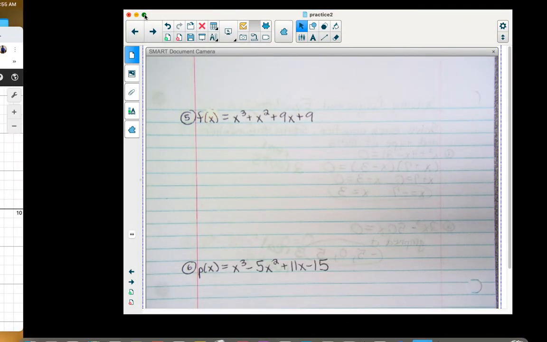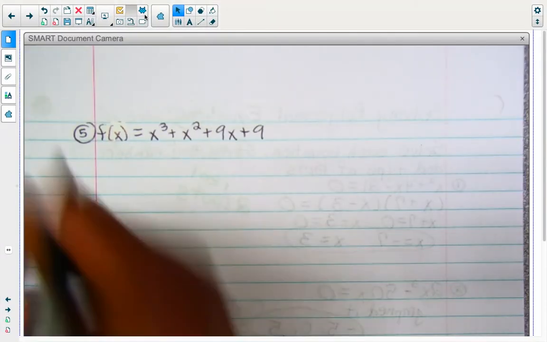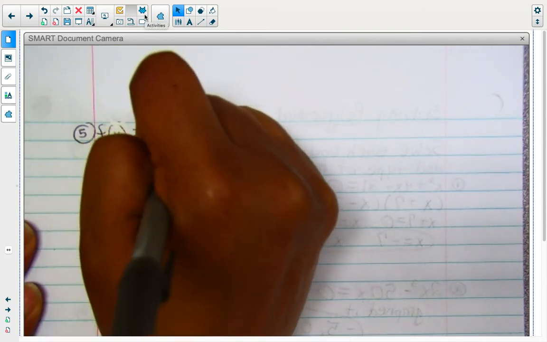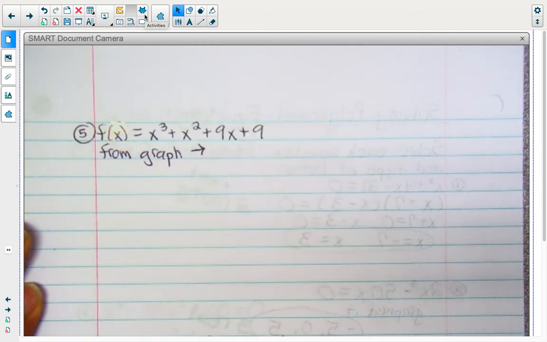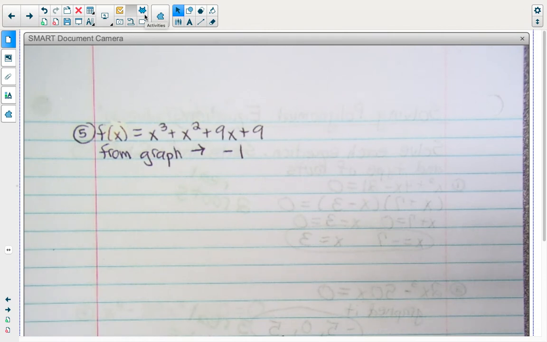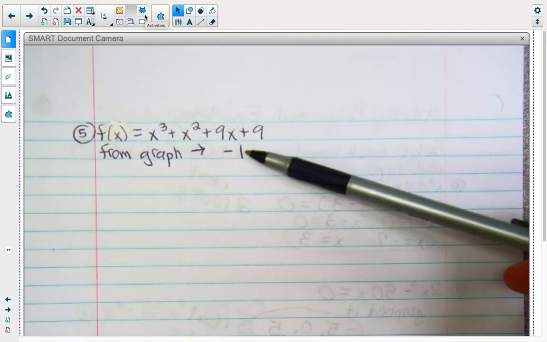Okay, so let's go back. From the graph, we're going to make ourselves a note that from the graph, I got -1 as a solution. So we graphed it, and from the graph, we got -1 as a solution.